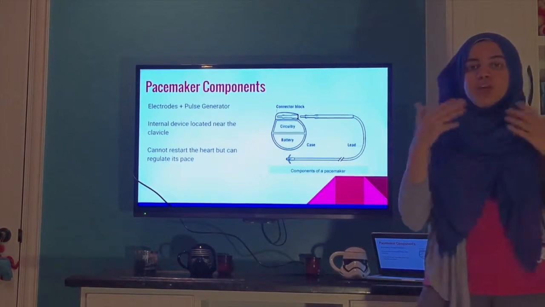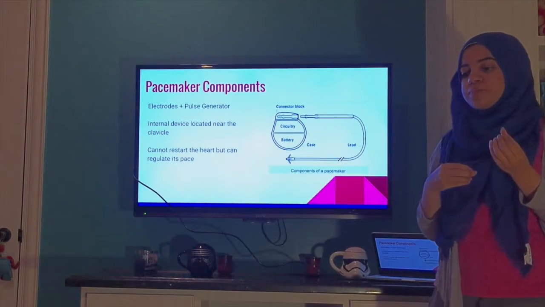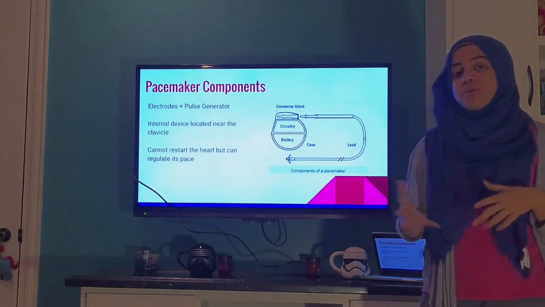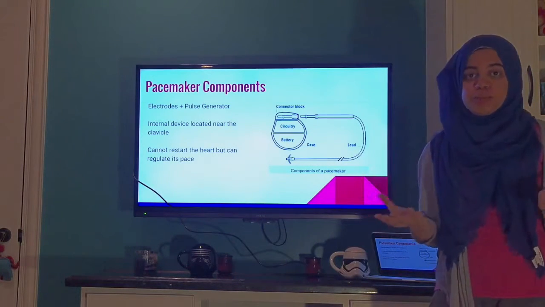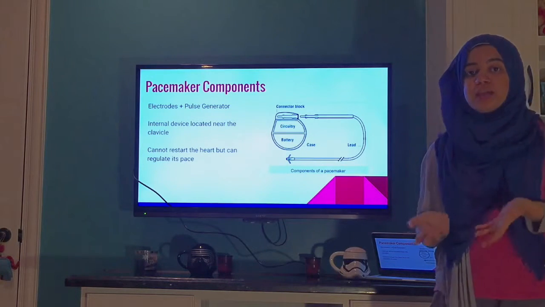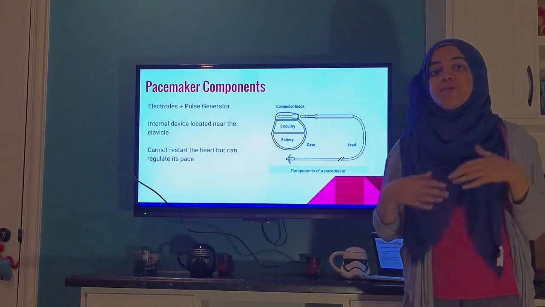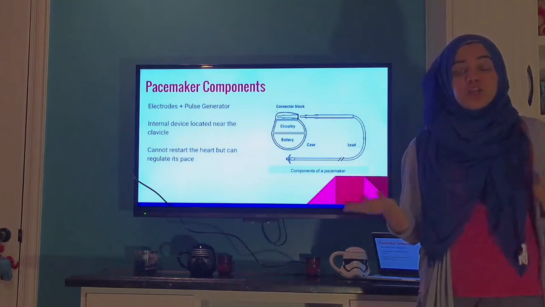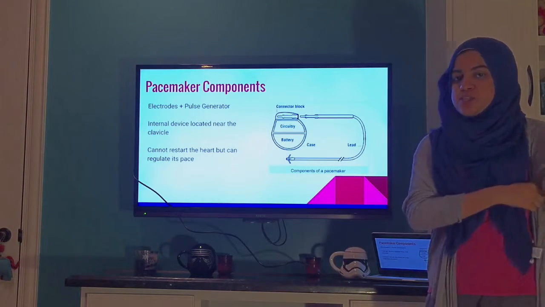And what the pacemaker can do is, it's often mixed up with the defibrillator. What the pacemaker does is it will solve for irregular heartbeats, but it actually can't restart the heart. What it can do is just correct those electrical impulses and keep the pace steady and normal. Unlike a defibrillator, which can actually restart the heart in case it stops.